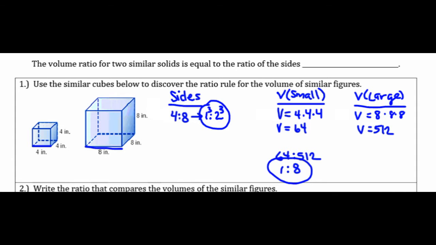Okay, so up at the top of your sheet it says, the volume ratio for two similar solids is equal to the ratio of the sides cubed. So this is the rule we're going to use as we go through the rest of the problems on the front of this worksheet.